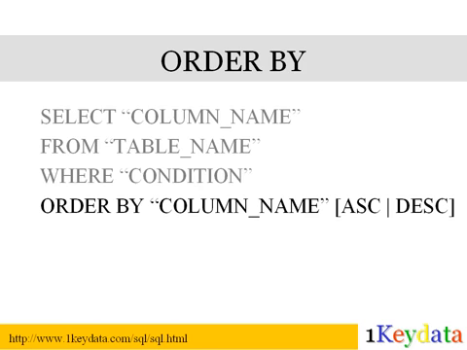To show results in ascending order, i.e. from A to Z or from smaller values to larger values, we can add ASC at the end. To show results in descending order, i.e. from Z to A or from larger values to smaller values, we can add DESC at the end. Usually, if you do not specify this, the default is ascending.